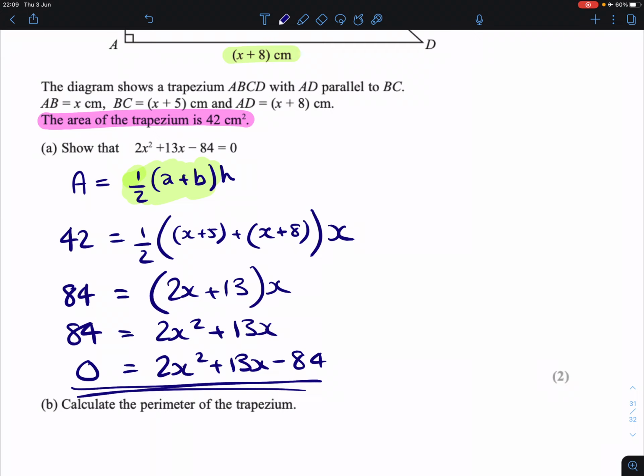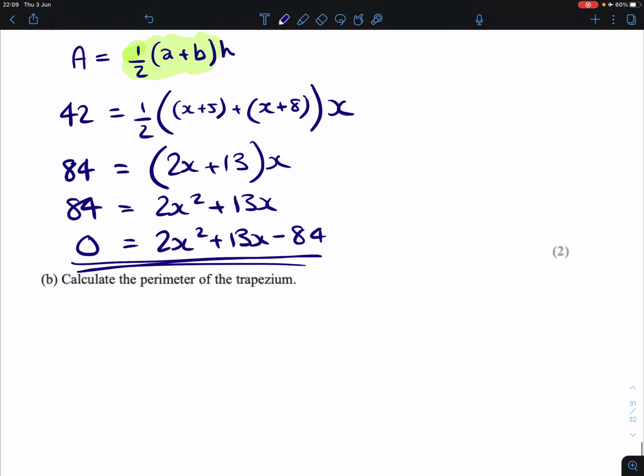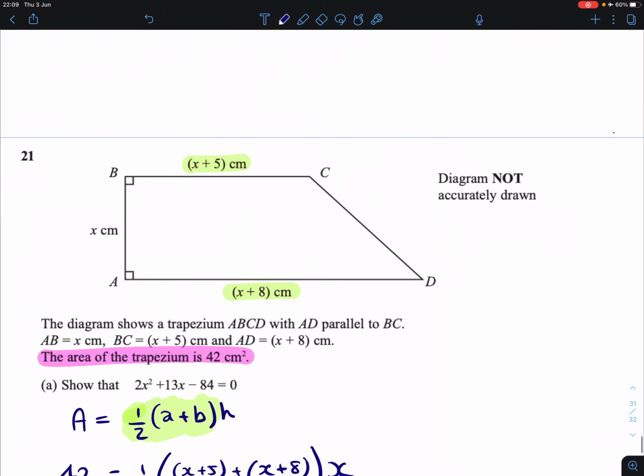Part B. Calculate the perimeter of the trapezium. Now, the way you would start this question is you think, right, well, the perimeter, that's going to be all the sides added together. So what are those sides? Well, we have an x plus 5, we have an x plus 8, and then we have a, well, we don't know what that is, right?